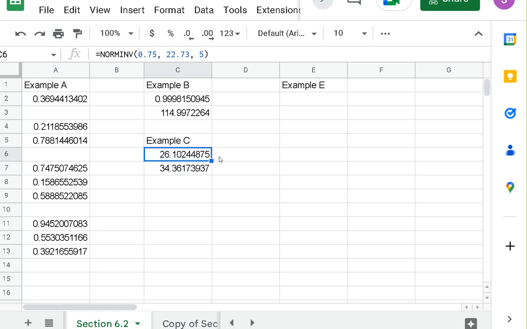Are you able to get that as you do the calculation? Looking good on that one? Ben? Thumbs up? All right, thank you. So 26.1.